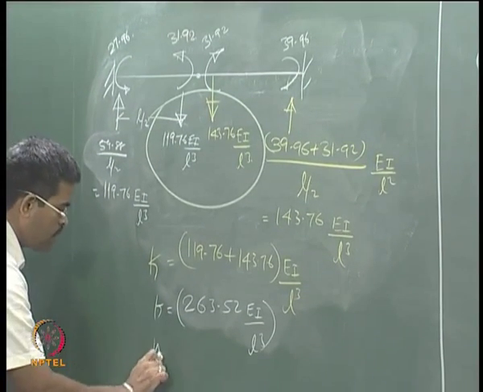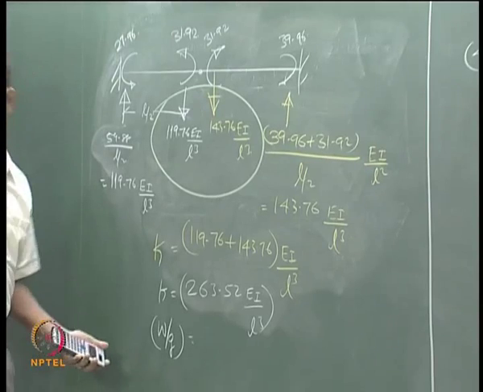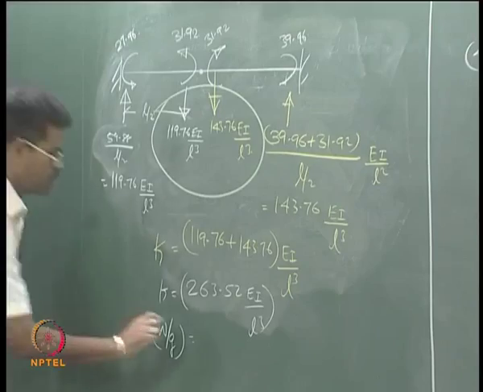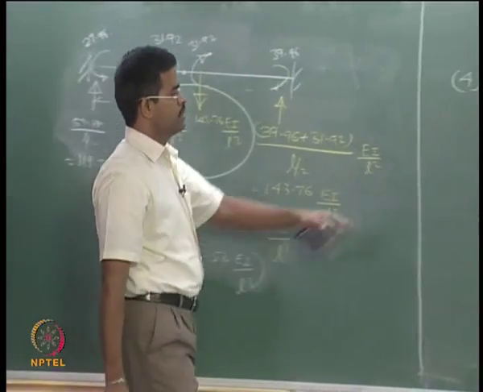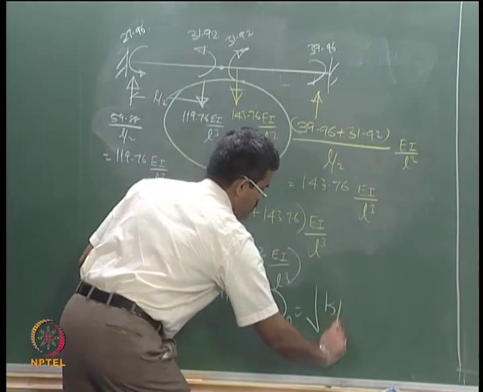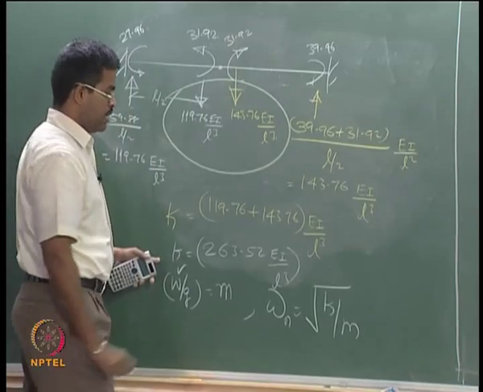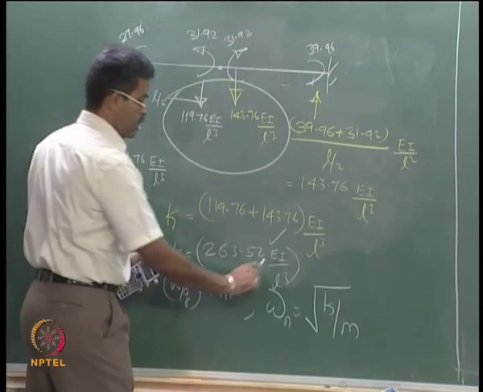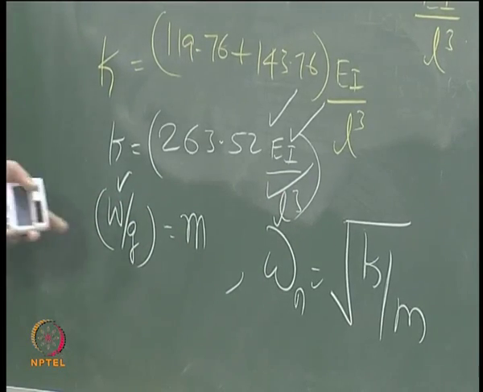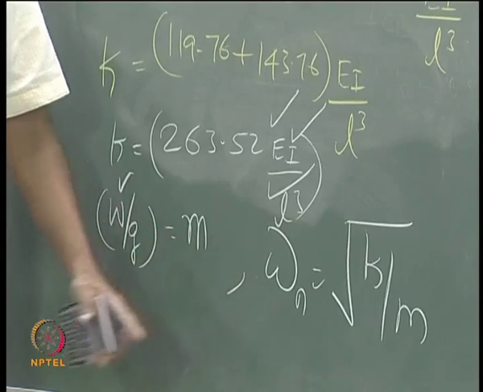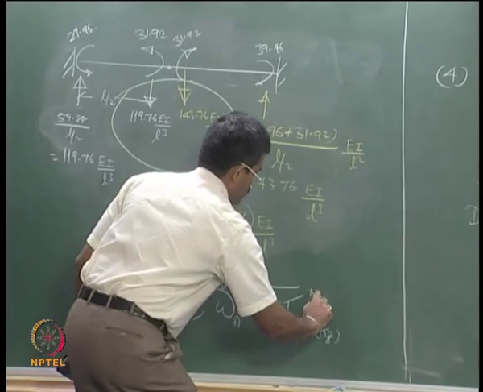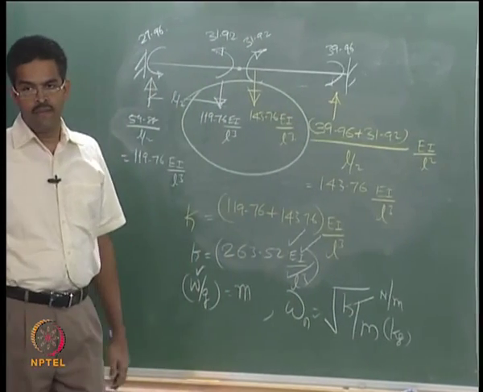So if I know my mass, or if I know my W by G, which is my mass, because W is known to me, I can find omega as root of K by M. For K, I know already Young's modulus of the member, the cross sectional dimensions of the member, and the length of the span, and I know W now or M now, so I can easily find omega in radians per second, provided M is in kg and K is in Newton per meter.